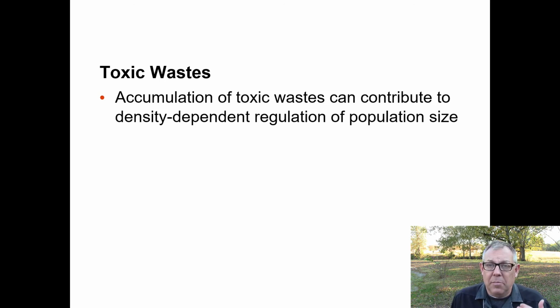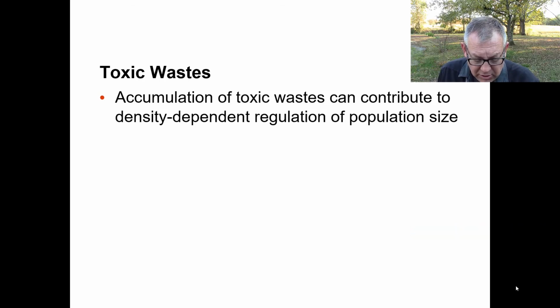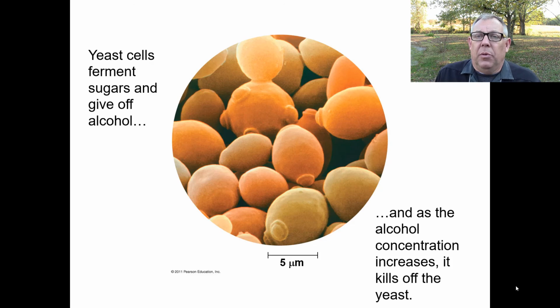Toxic wastes can build up as the population gets more dense, and that can limit the population and set the carrying capacity. Yeast is a good example. As yeast reproduces and their population gets larger, they ferment sugars, and that's how they get energy. A byproduct of that fermentation is alcohol. As you get more and more yeast producing more and more alcohol, that alcohol is actually toxic to the yeast, and it starts to kill more of the yeast. That limits how much yeast you can get. Well, that's true of all populations. They produce toxic byproducts, and if you can't treat them or get rid of them, that can start to limit the size of the population.